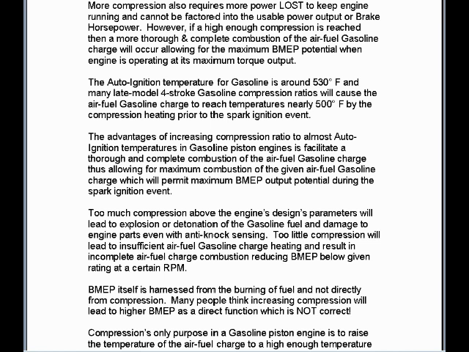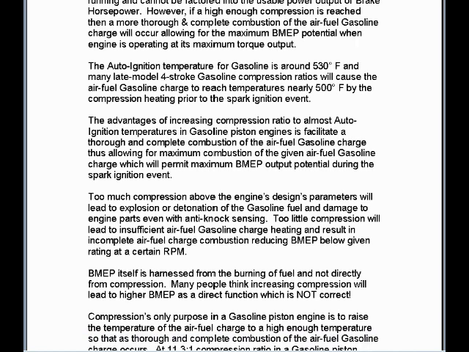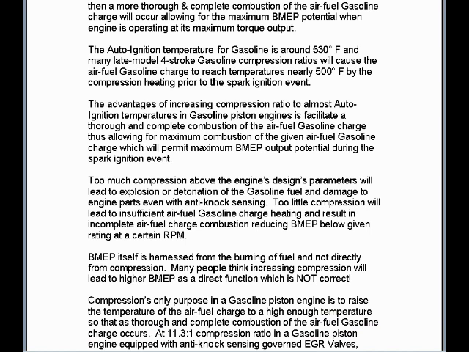BMEP itself is harnessed from the burning of fuel and not directly from compression. Many people think increasing compression will lead to higher BMEP as a direct function, which is not correct. Compression's only purpose in a gasoline piston engine is to raise the temperature of the air-fuel charge to a high enough temperature so that as thorough and complete combustion of the air-fuel gasoline charge occurs.